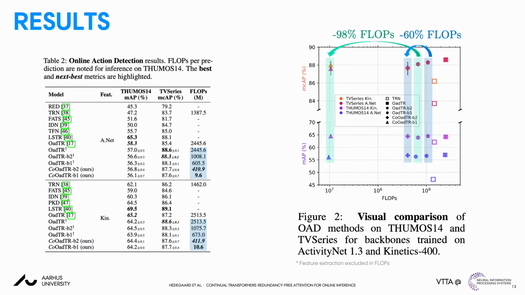Similarly, our 1 block transformer encoder architectures were able to reduce flops by 98% per prediction compared to a regular 1 block transformer. In comparison with the original OAD transformer architecture, our 1 block continual transformer encoders reduce flops by 246 times on average, with less than 1% reduction in mean average precision.